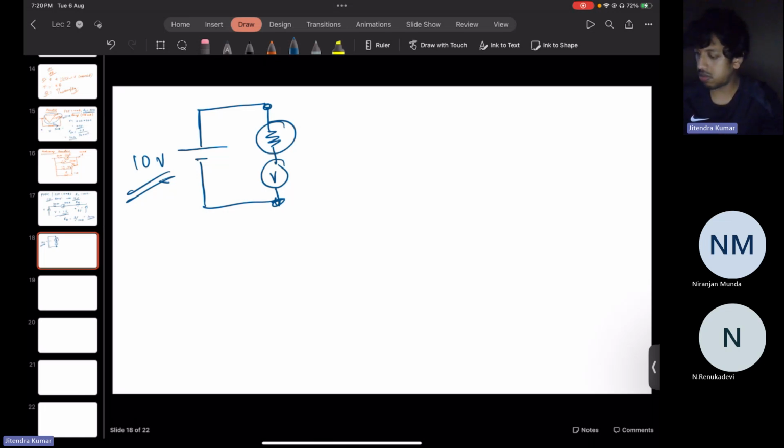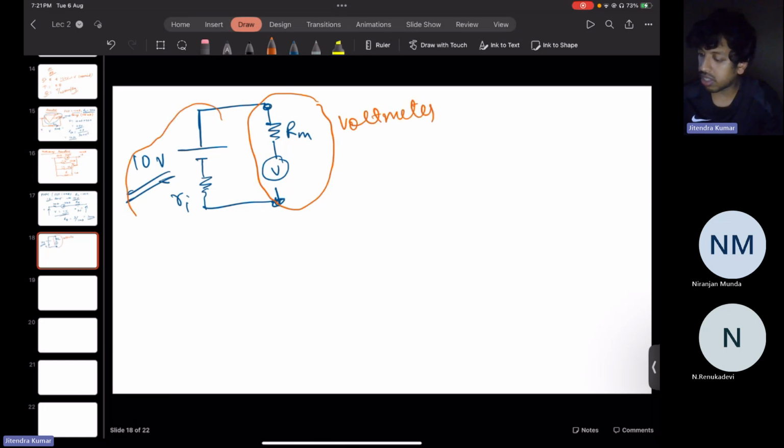So now let us change this circuit a bit and see what will happen. Because any battery will have some internal resistance, let me call it Ri. And one voltmeter along with its resistance Rm. So this much is the voltmeter part, and this much is the circuit, which will have some resistance.